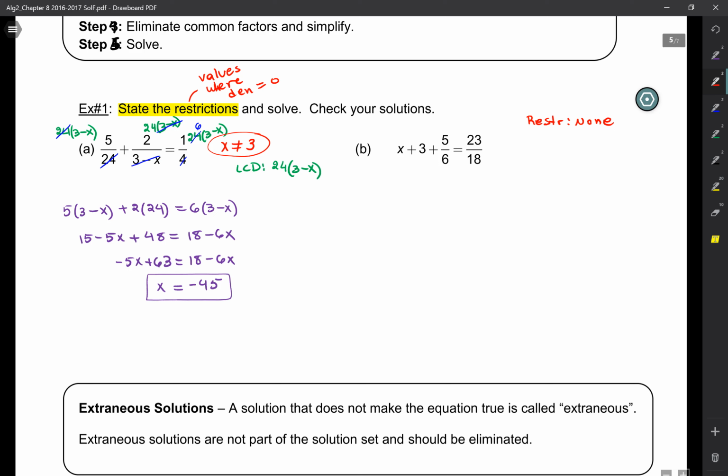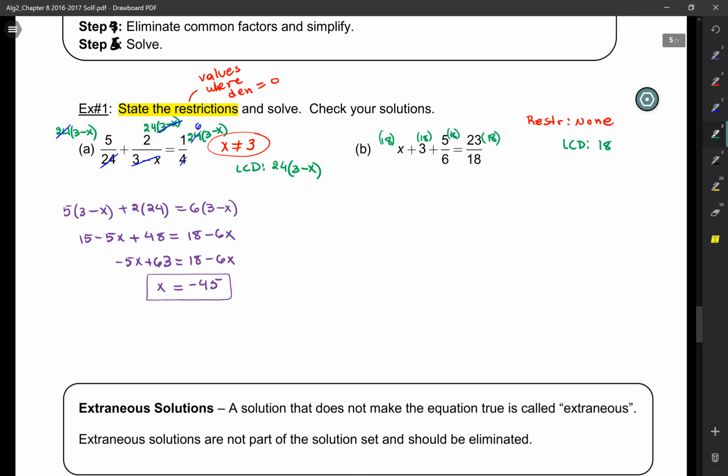Okay, so now what's the LCD? It's 18. Wait, then how come it's 24 times 3 minus x? How is 24 also a restriction? It's not a restriction. The restriction is just in the red. Oh, okay. Then the green is the LCD. So the LCD between the 6 and the 18 is 18. So now I multiply every single term with the LCD, right? Even if some of them don't have fractions.